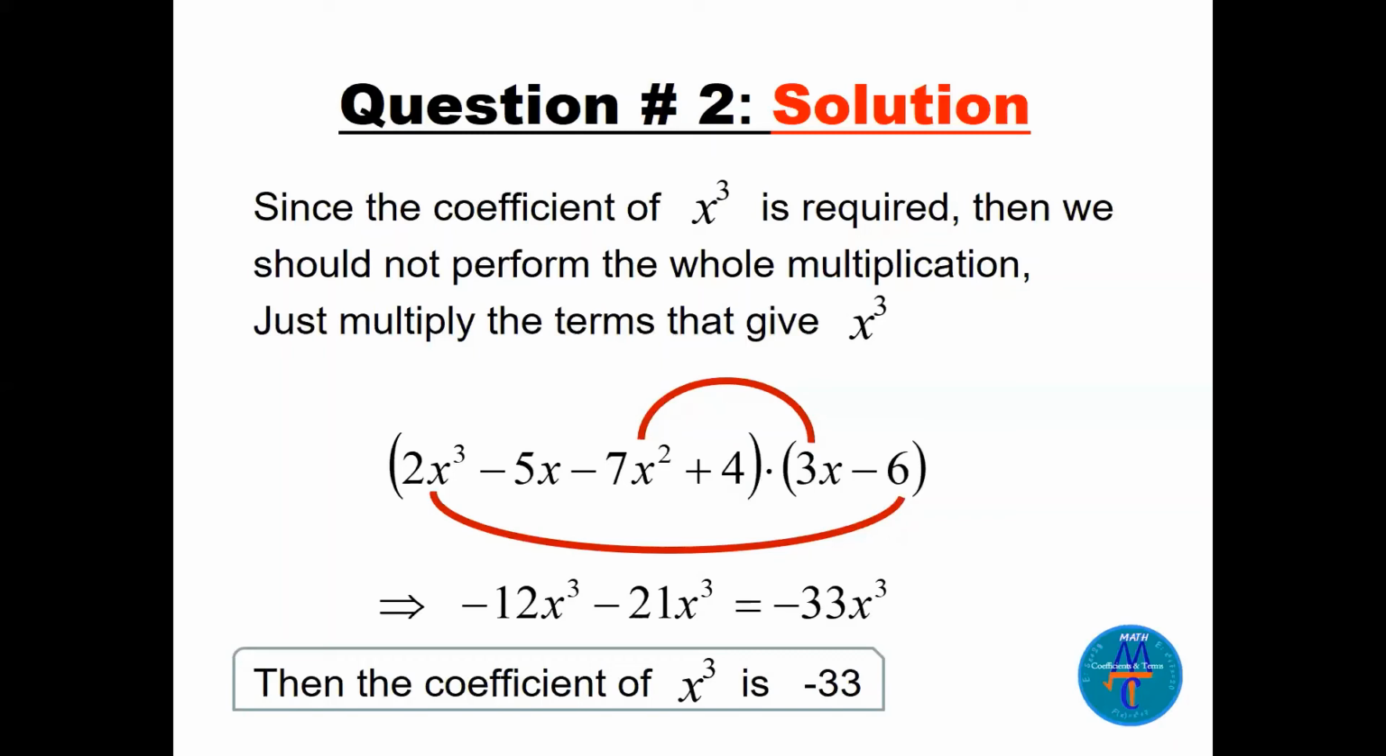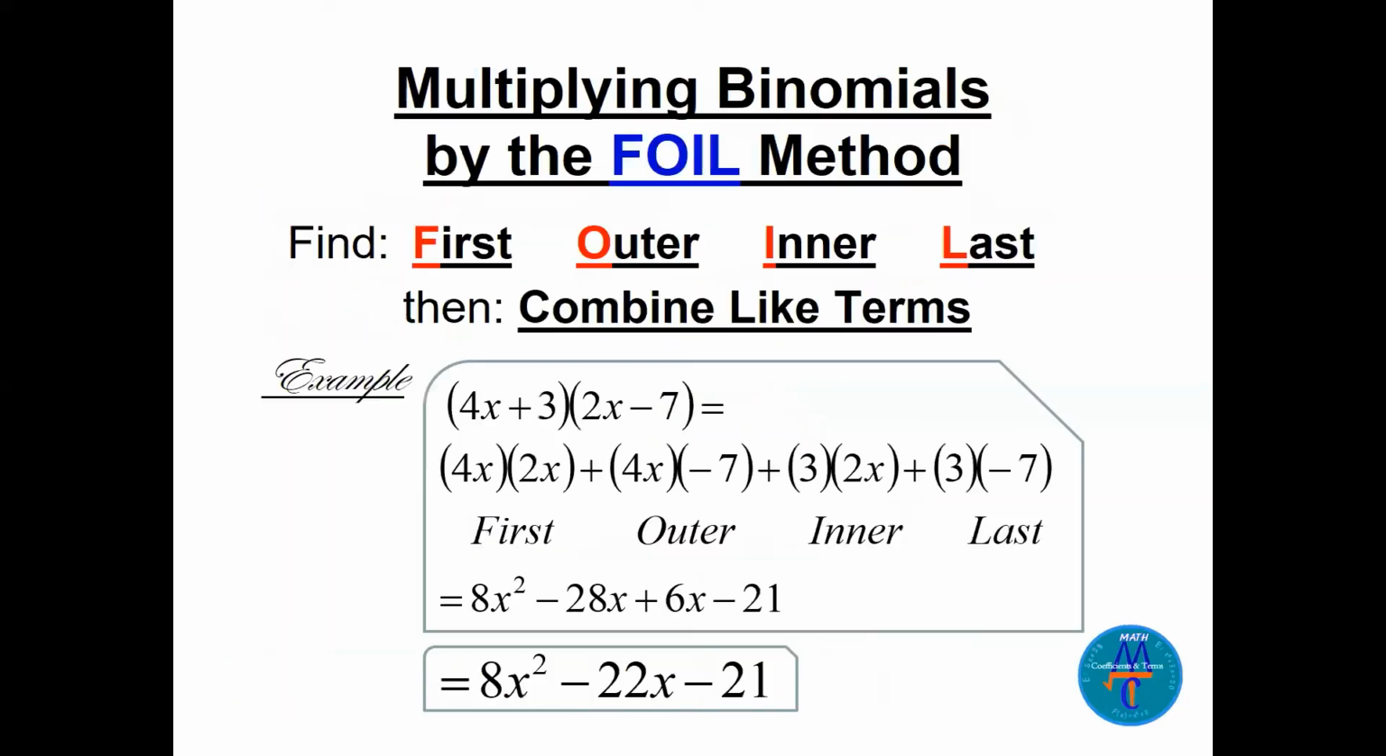The answer is minus 33. Nice, easy question. Well, let's see. If you multiply, there is a method called the FOIL method. FOIL is a method. These 4 letters come from first, outer or outside, inner or inside, last. And then you combine like terms.